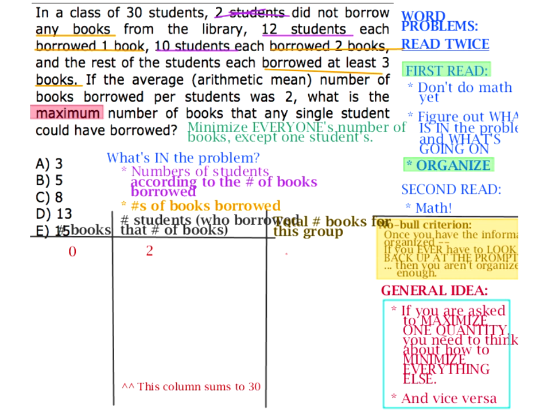So let's get that in there. And then we also are told that 12 students borrowed 1 book apiece. So 1 book per student times 12 students is 12. The rest of them borrowed, at least 10 students borrowed 2 books. 2 times 10 is 20. And then the other thing that we have in there is the total number of books. So this column sums to 60.